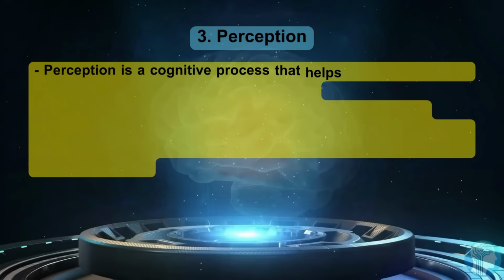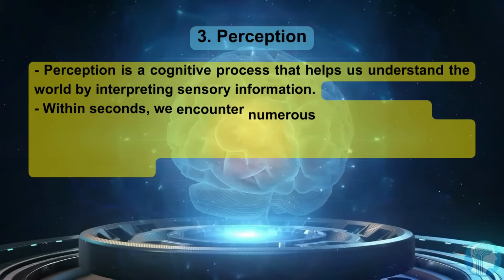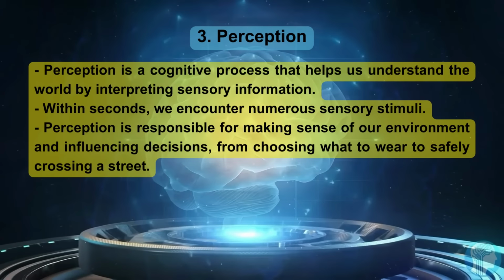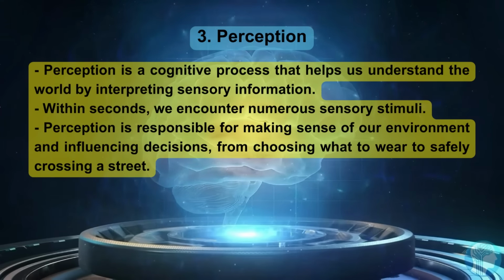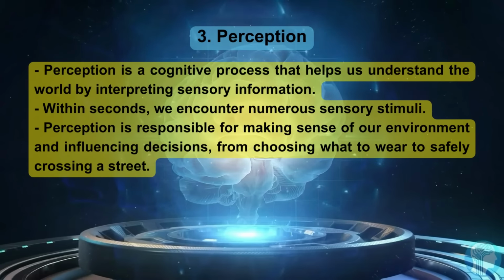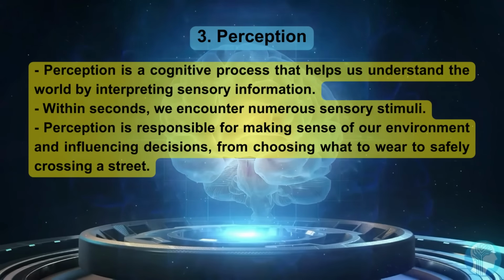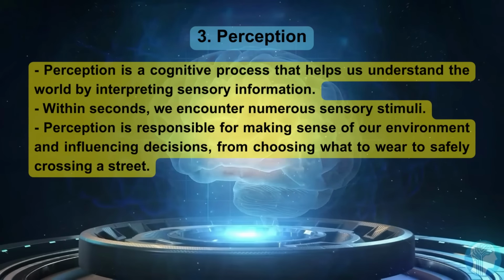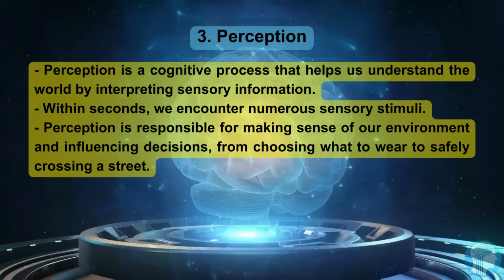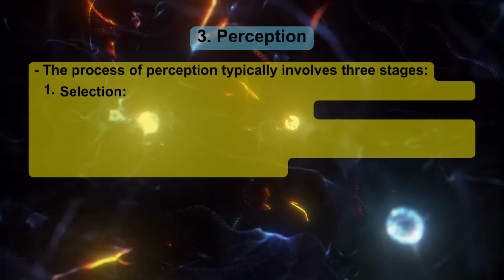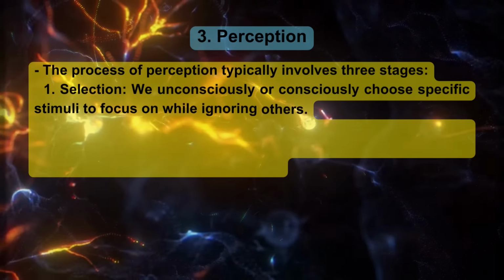3. Perception. Perception is a cognitive process that helps us understand the world by interpreting sensory information. Within seconds, we encounter numerous sensory stimuli. Perception is responsible for making sense of our environment and influencing decisions, from choosing what to wear to safely crossing a street. The process of perception typically involves 3 stages.